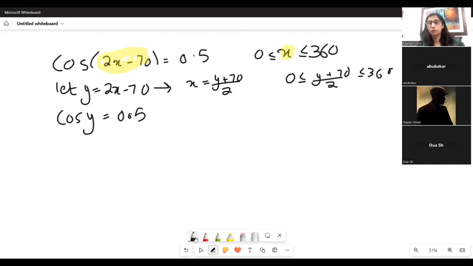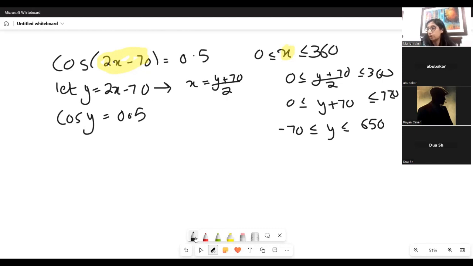Now, in case of an inequality like this, the 2 goes to both the sides and gets multiplied. So we have 0 here and we have 720 here, and in between we have y plus 70. Now again, 70 goes to both the sides and gets subtracted. So we have minus 70 here and 650 here. So now y should be between minus 70 and 650, and cos y equals 0.5.